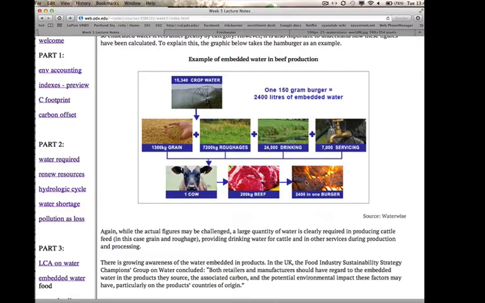Every time you eat a burger, you put a demand on the economy for 2,400 liters of embedded water. So this is a good type of life cycle analysis. Here's the burger, you work back all the way through all the different forms of water that it took to make that burger. So that's a life cycle analysis.